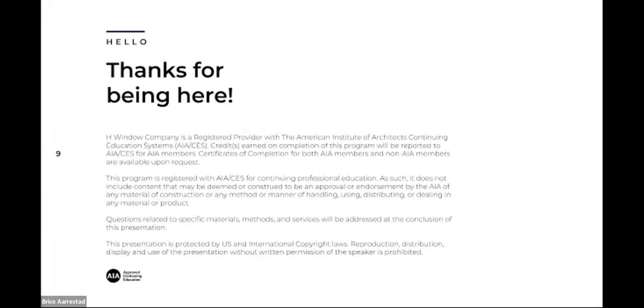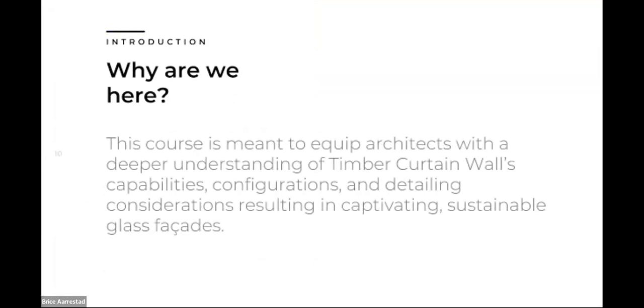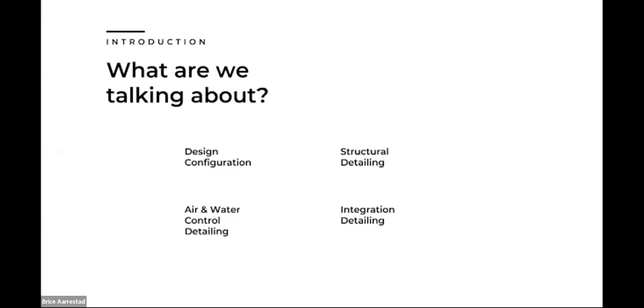But about the course here today, we're intending to help equip you architects with a deeper understanding of timber curtain walls, the capabilities, configurations, and detailing considerations, resulting in these captivating, sustainable glass facades. We'll do that through 4 general chapters, I'll call it. After doing a brief introduction on timber curtain walls, we'll go into some of the design configurations, structural detailing, air and water control detailing, and integration detailing.